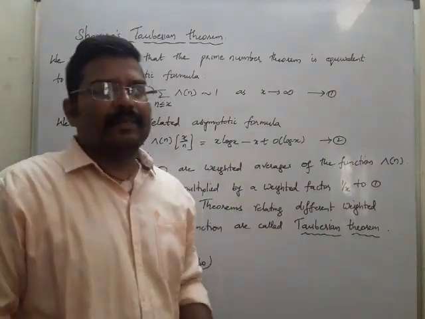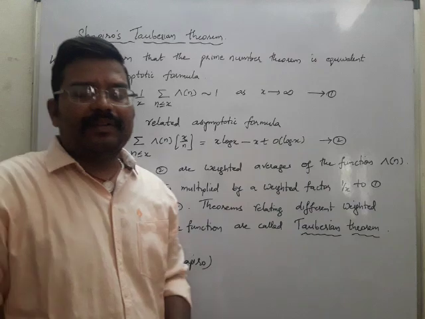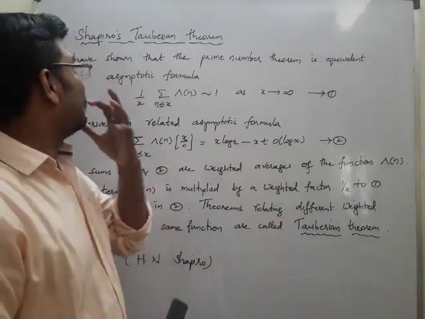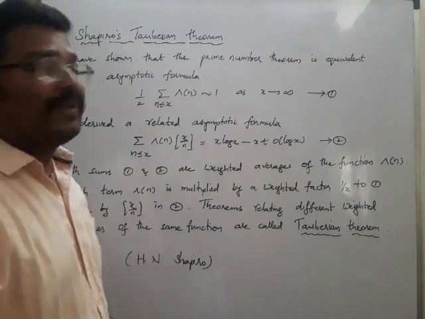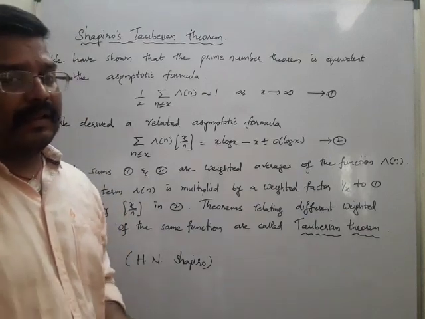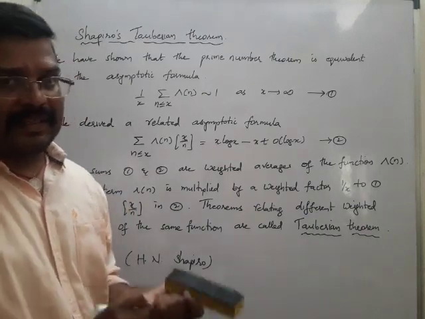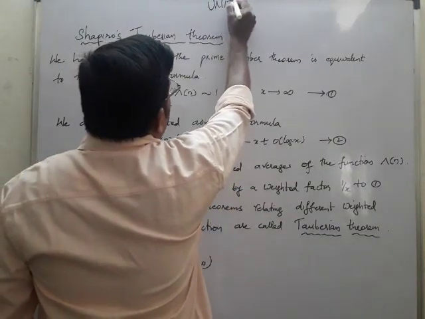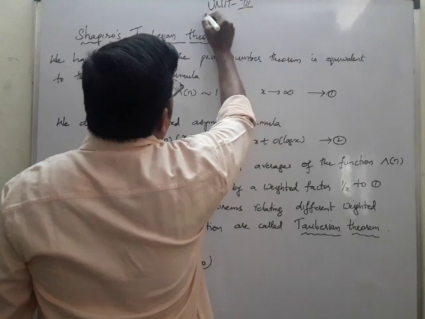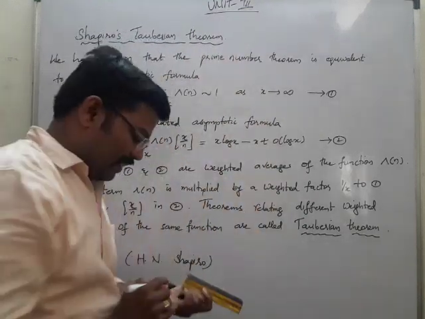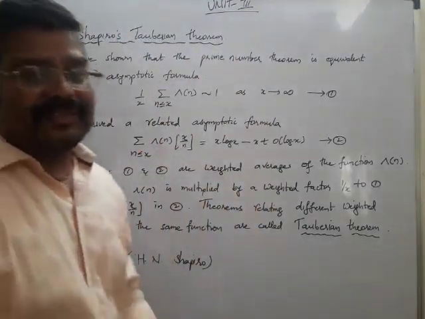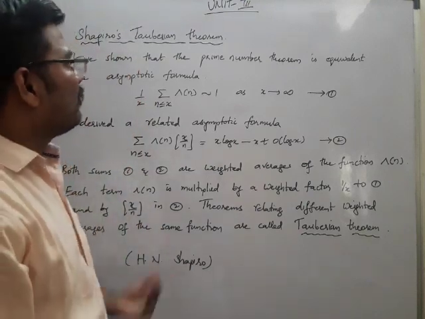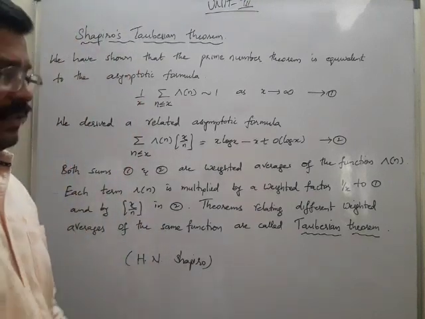Dear students, today we are going to see the theorem, that is Shapiro's Tauberian theorem, under analytical number theory, unit 3. This comes under unit 3. Unit 3, the first topic, Shapiro's Tauberian theorem. This is another important theorem. So what does Shapiro's Tauberian theorem say?